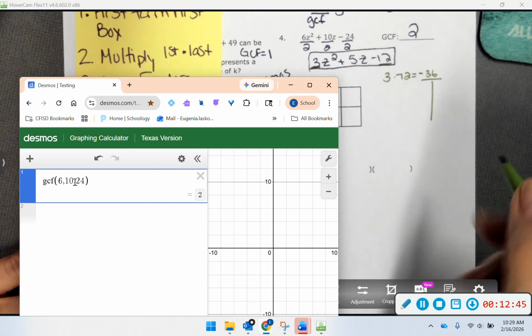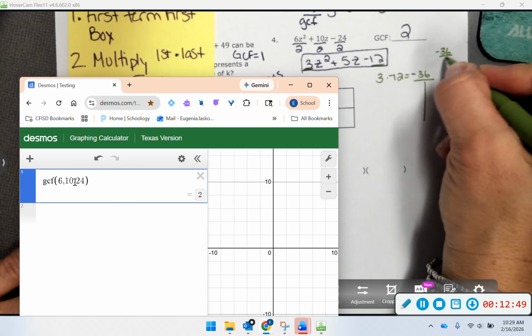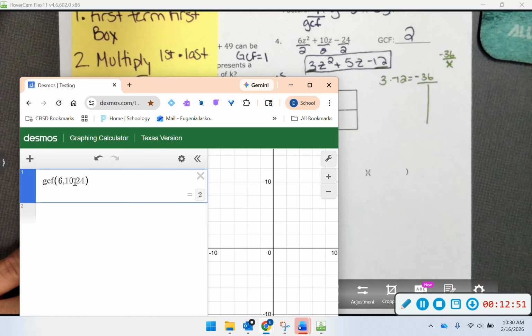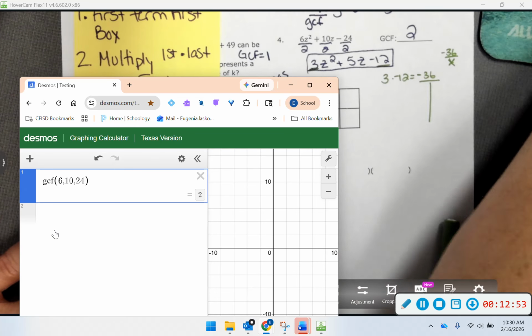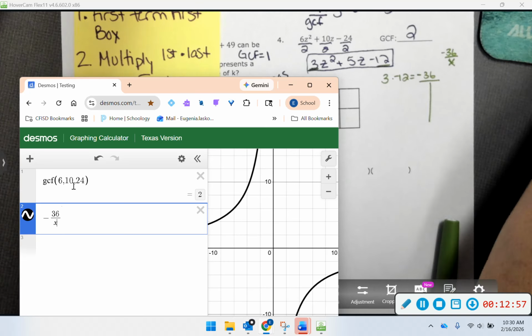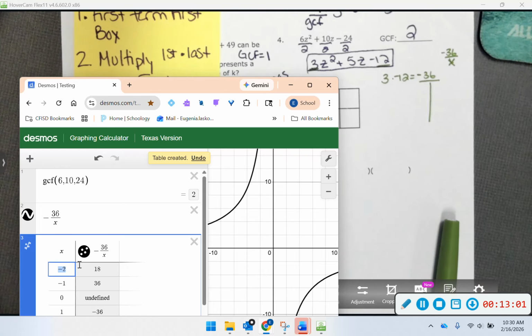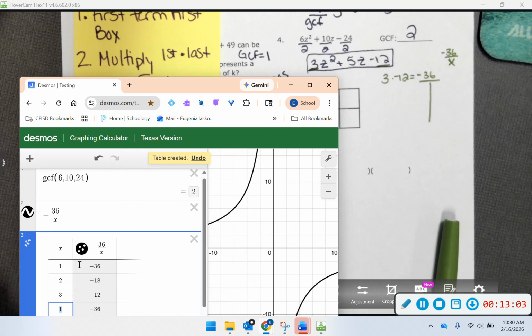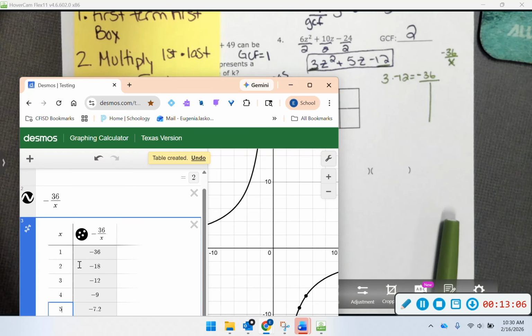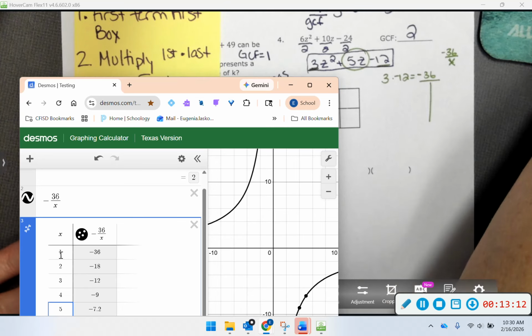Okay, now from here we're going to go to Desmos, and we're going to type in negative 36 divided by x. I'm going to make it into a table. So here are all my factors. Again, I like to start mine at 1. You can do this or not. It's totally up to you. And my middle term is 5. So I'm looking for 5 in column 3.